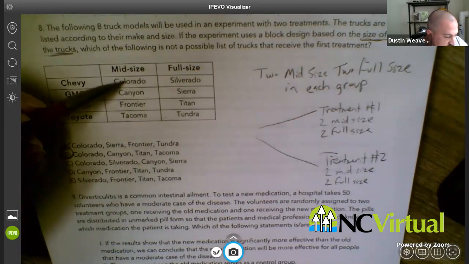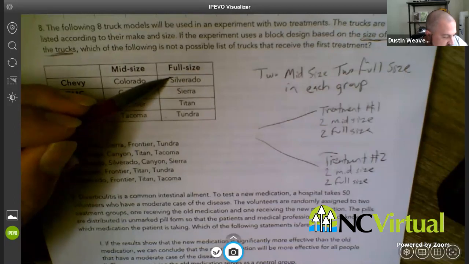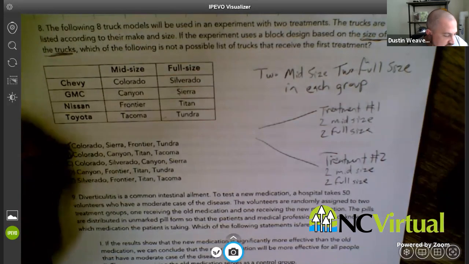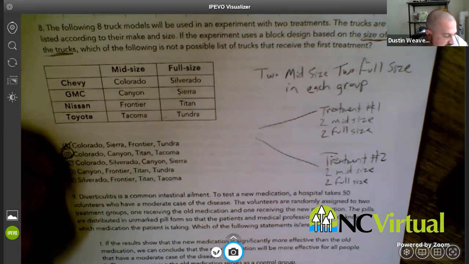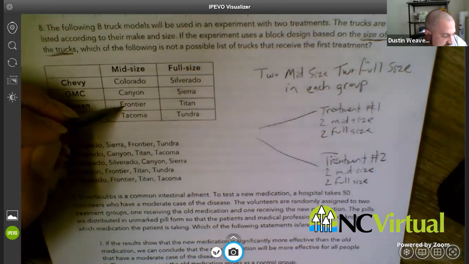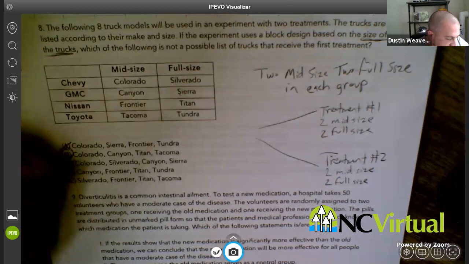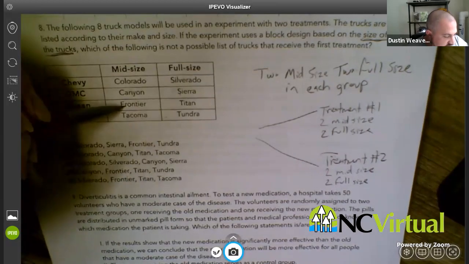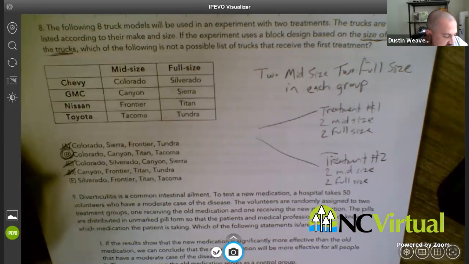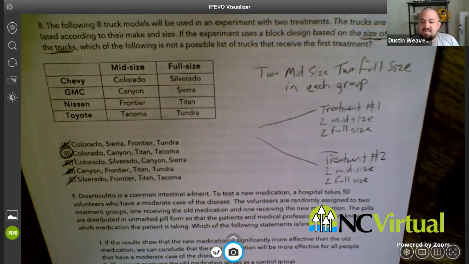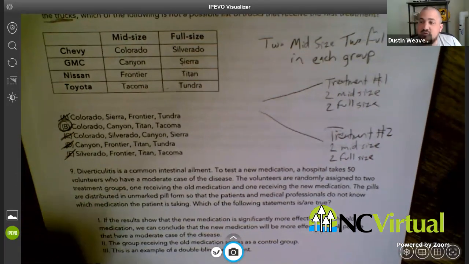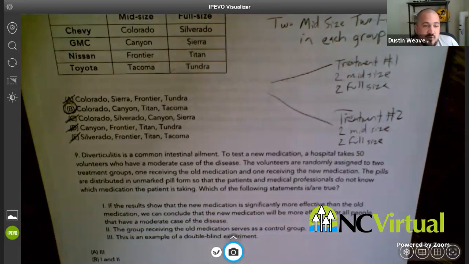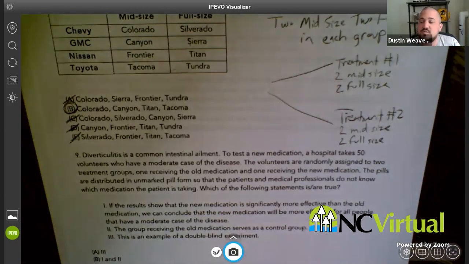C. Colorado, Silverado, Canyon, Sierra. You've got 2 and 2. So that is true. So C can happen. Canyon, Frontier, Titan, Tundra. That's 2 and 2. Silverado, Frontier, Titan, Tacoma. That's 2 and 2. So all A, C, D, and E are possible. No, it's okay. These are tricky. They really are. A, C, D, and E are all possible because they have 2 mid-size and 2 full-size.